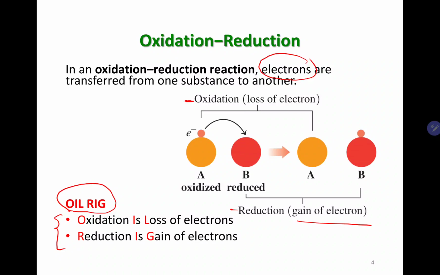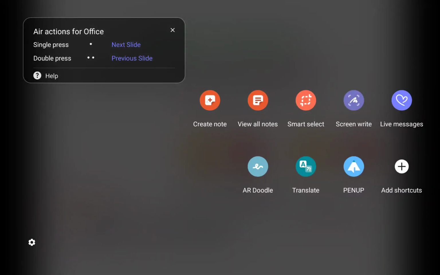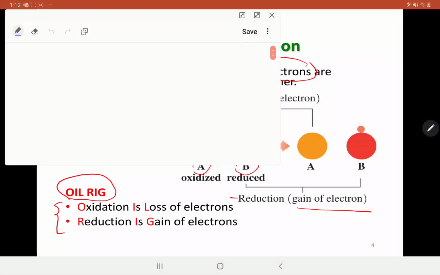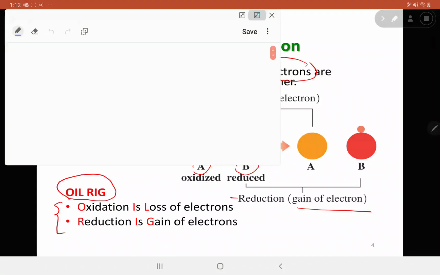So in an oxidation reduction reaction, you always have a chemical species losing electrons to another chemical species, and therefore we have an oxidation reduction reaction. Let me take another example and explain this to you in more detail.